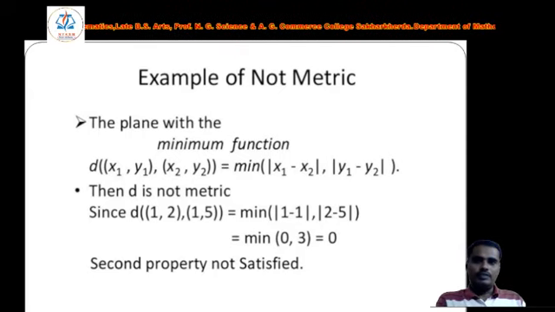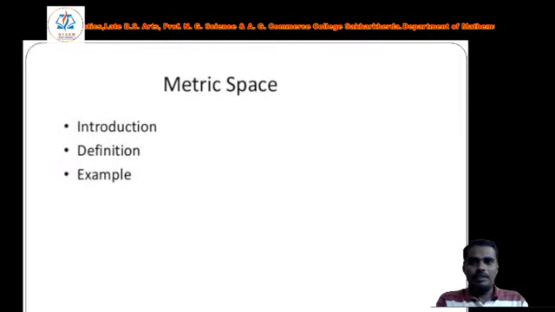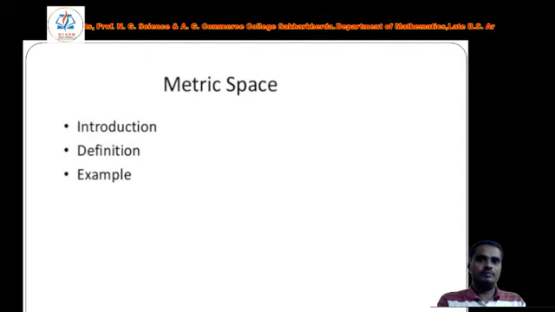So friends, we have seen here metric spaces with examples where some satisfy the conditions of a metric and some do not satisfy them. If the properties 5 to 8 are satisfied, then we can say that the example is a metric.